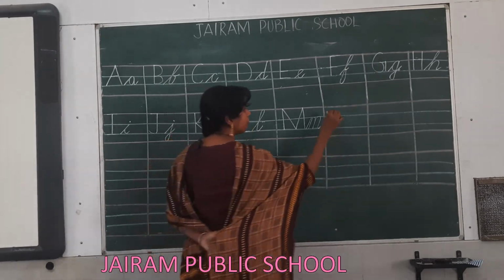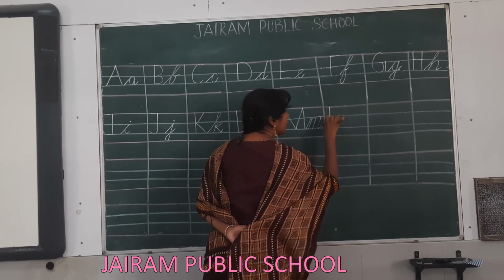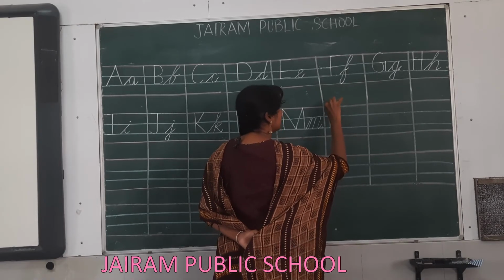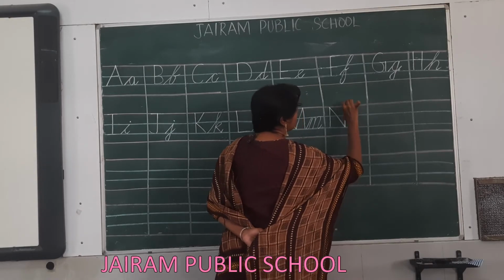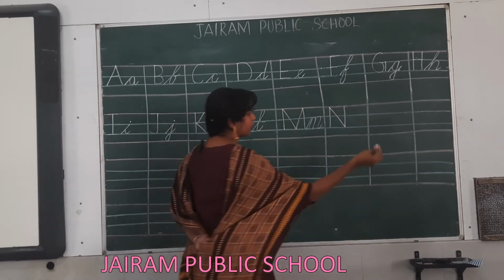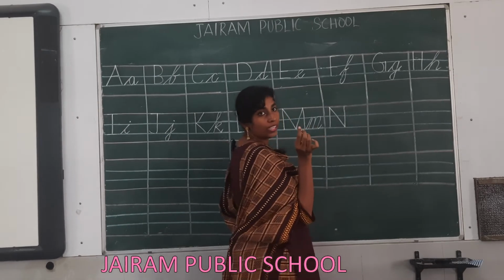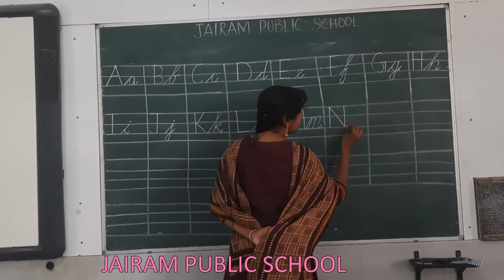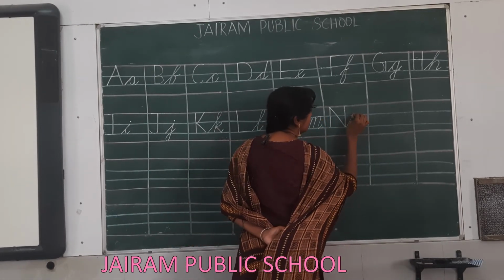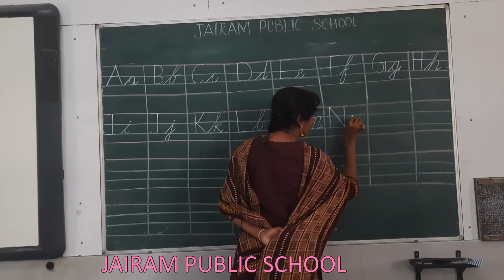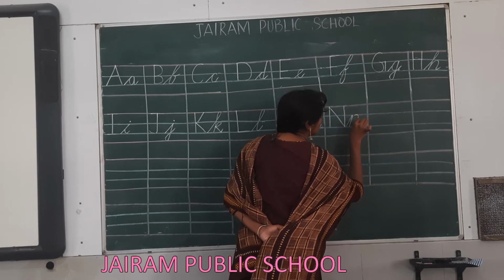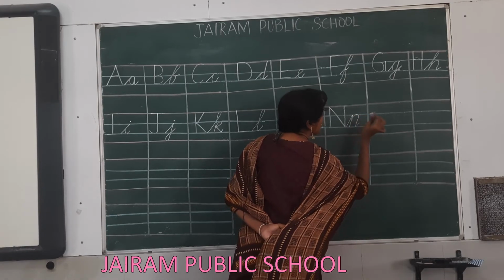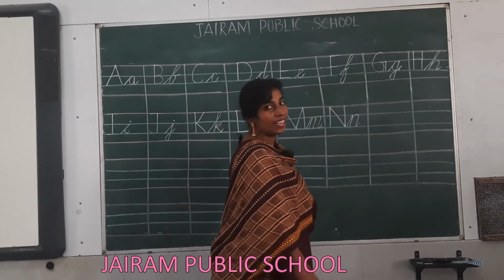How do we write N? A straight line from the top line to the base line, second slant and a straight line from the base line to the top line. The next letter is lowercase cursive n. To write lowercase cursive n, upward forward slant, downward backward slant, upward forward slant, over curve, downward backward slant and then upward forward slant. Letter N.